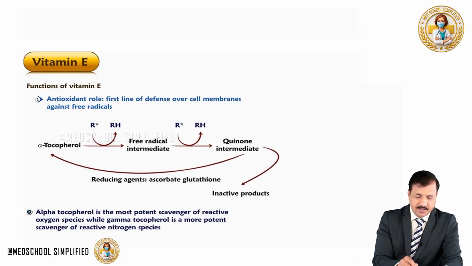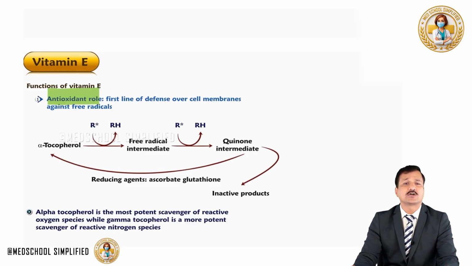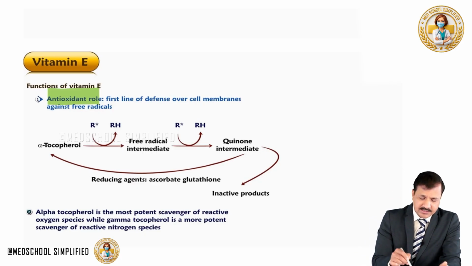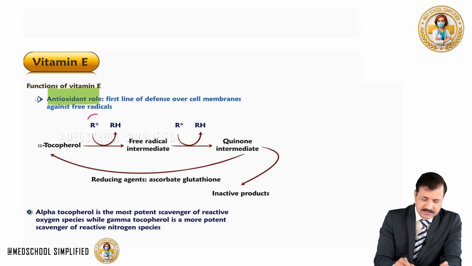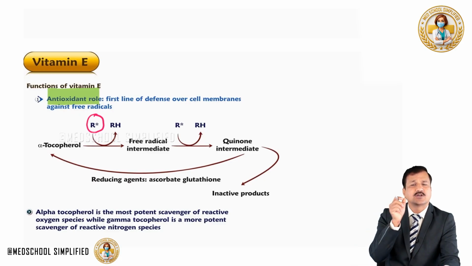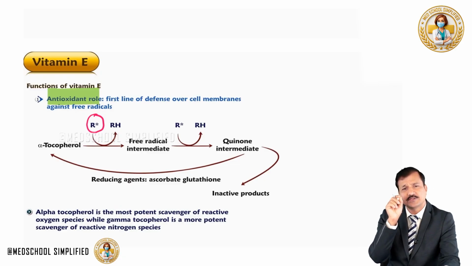So make sure you remember the most important function of vitamin E is its antioxidant role. It is the first line of defense of our cell membranes against free radical attack. What is actually a free radical? As shown in the figure here, it is an oxygen deficient molecule, and since it has a deficiency, it has one electron deficient in its outer orbit, so it is most unstable.